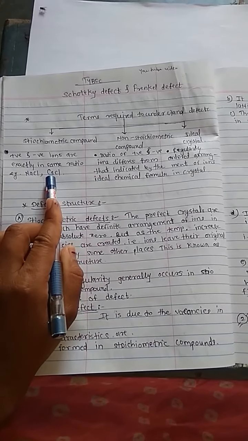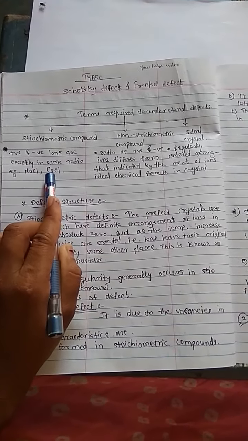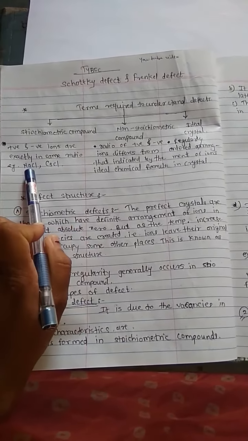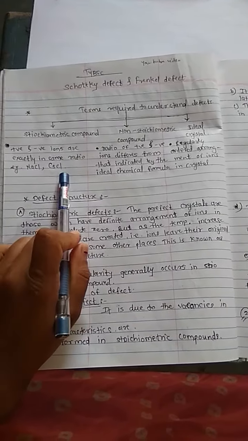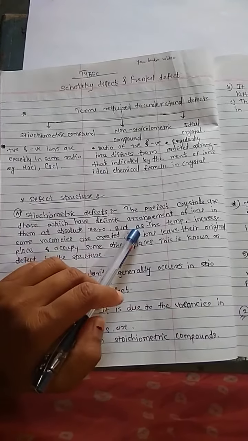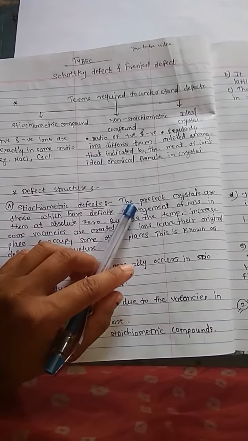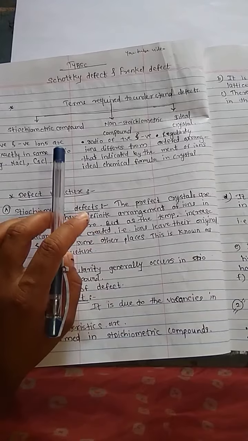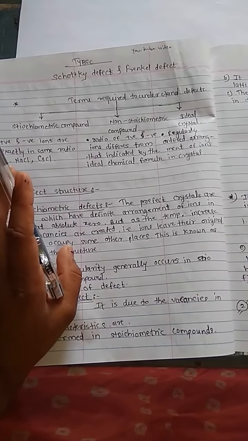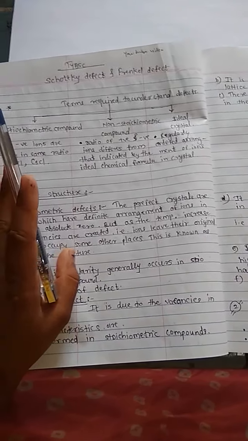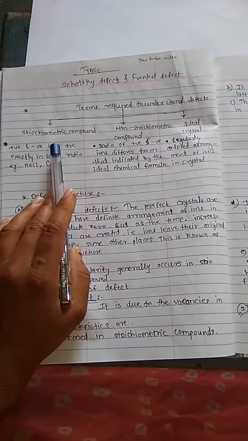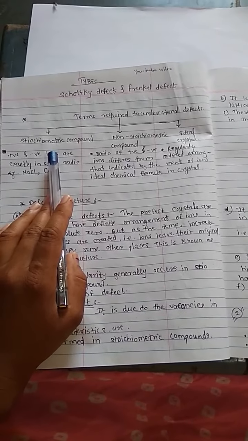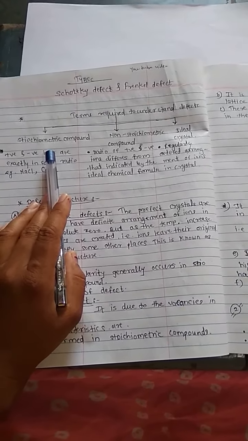In a stoichiometric compound, cations and anions are exactly in the same ratio. Their common example is NaCl, CsCl. The second type is the non-stoichiometric compound. In this compound, the ratio of cation and anion differs from that indicated by their chemical formula. That means their ratio is different. For example, one compound is 0.99 and one compound is 1, like that.